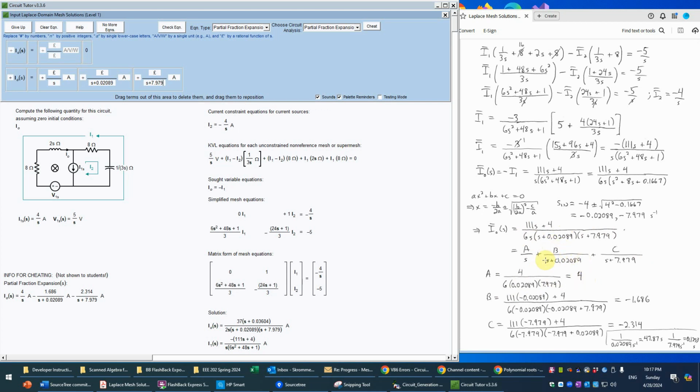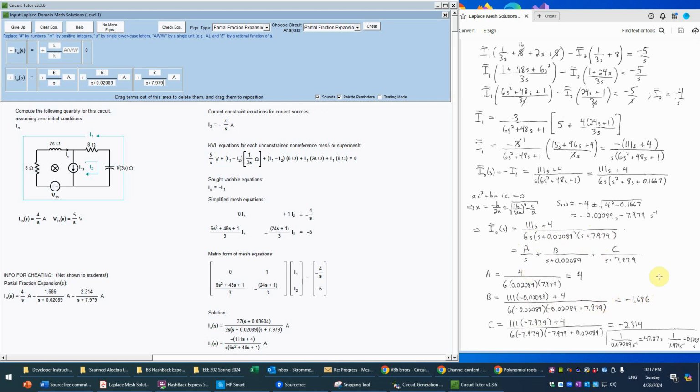Then to find b, we multiply through by this denominator all the way through, and then set s equal to minus 0.02089, the value of the pole, and that will wipe out this term, and it'll wipe out this term by virtue of that factor. And here, of course, it cancels. So we have 111 times minus 0.02089, plus the 4, and then we have the 6, and now the s didn't cancel, so we put the value of s there. This term canceled, so that's gone. We just have this term with the same value of s, plus the 7.979. And then we do that math on the calculator, and that works out to be negative 1.686.